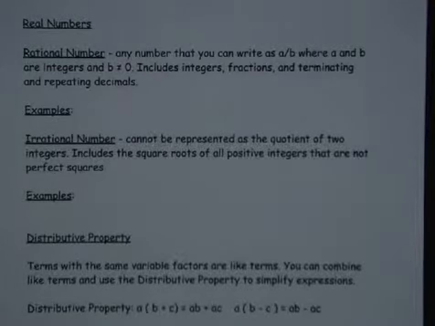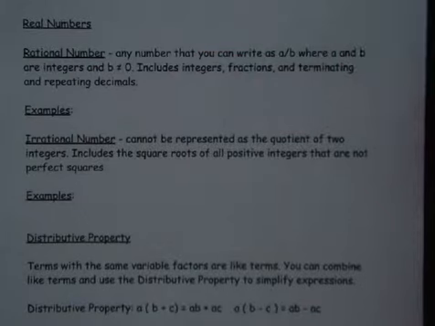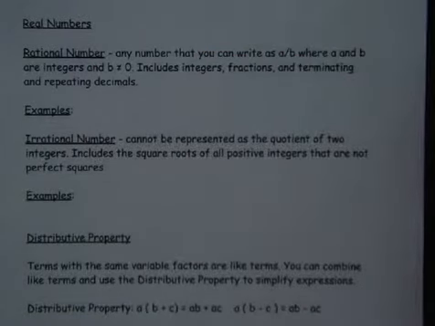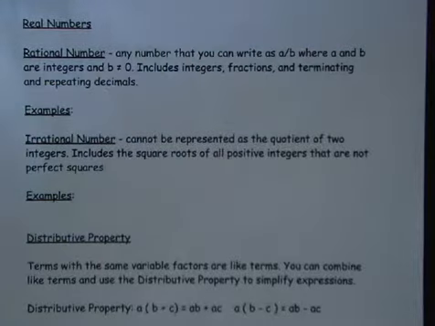Okay? So a rational number is any number that you can write as a divided by b, where a and b are integers and b does not equal 0. It's very important that b does not equal 0 because the denominator of a fraction can never be 0. So this includes integers, fractions, and terminating and repeating decimals.